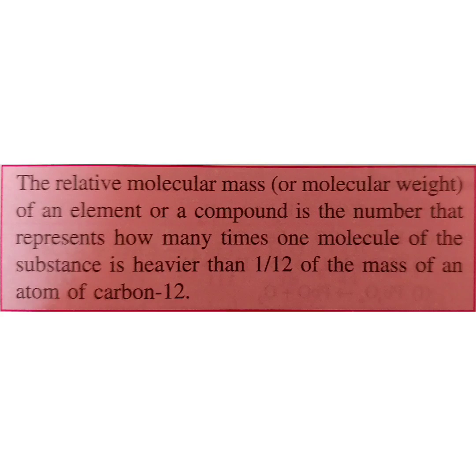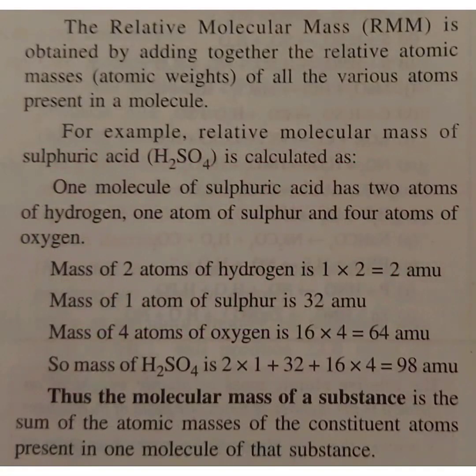Now again, why are we taking 1 upon 12 times the mass of carbon? We are equating this to one atomic mass unit. Carbon's atomic mass unit is 12. So that is why it's 1 upon 12. Okay, so how do we get to this relative molecular mass?